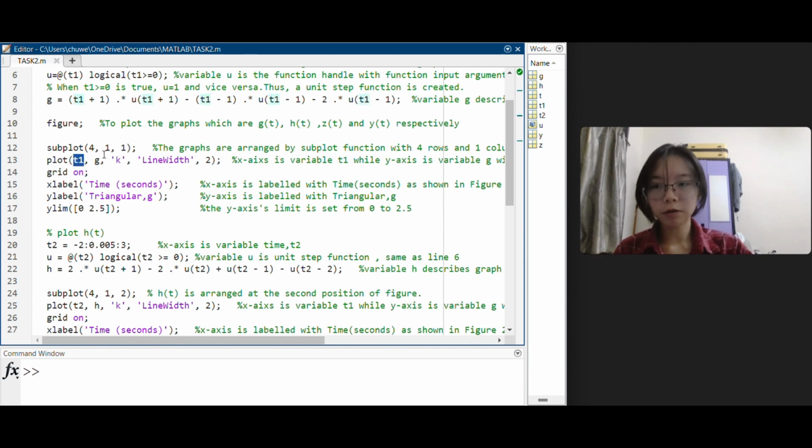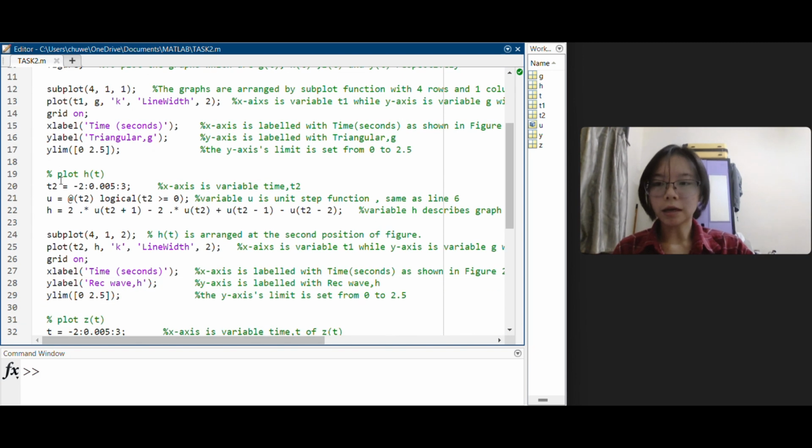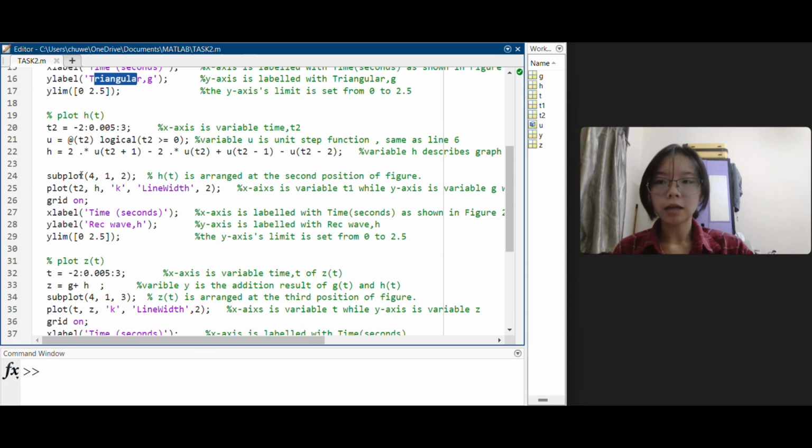So this is the x variable, this is the y variable. We have used the plot function, and the properties are black color, and the width of the line is 2. The x will be labeled with time in seconds, the y will be labeled with G, and the y will be limited from 0 to 2.5. Next, we will plot ht after finishing plotting gt.